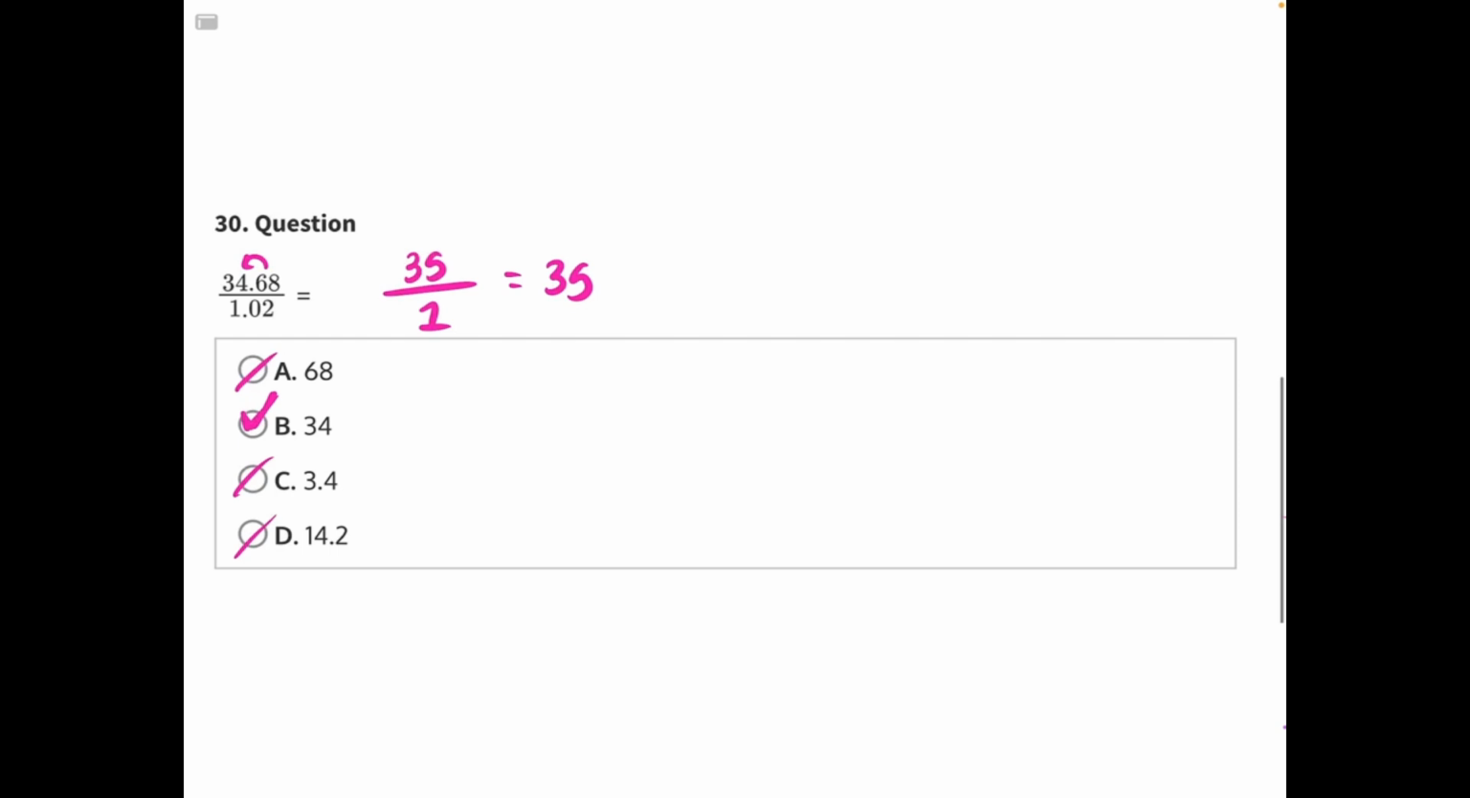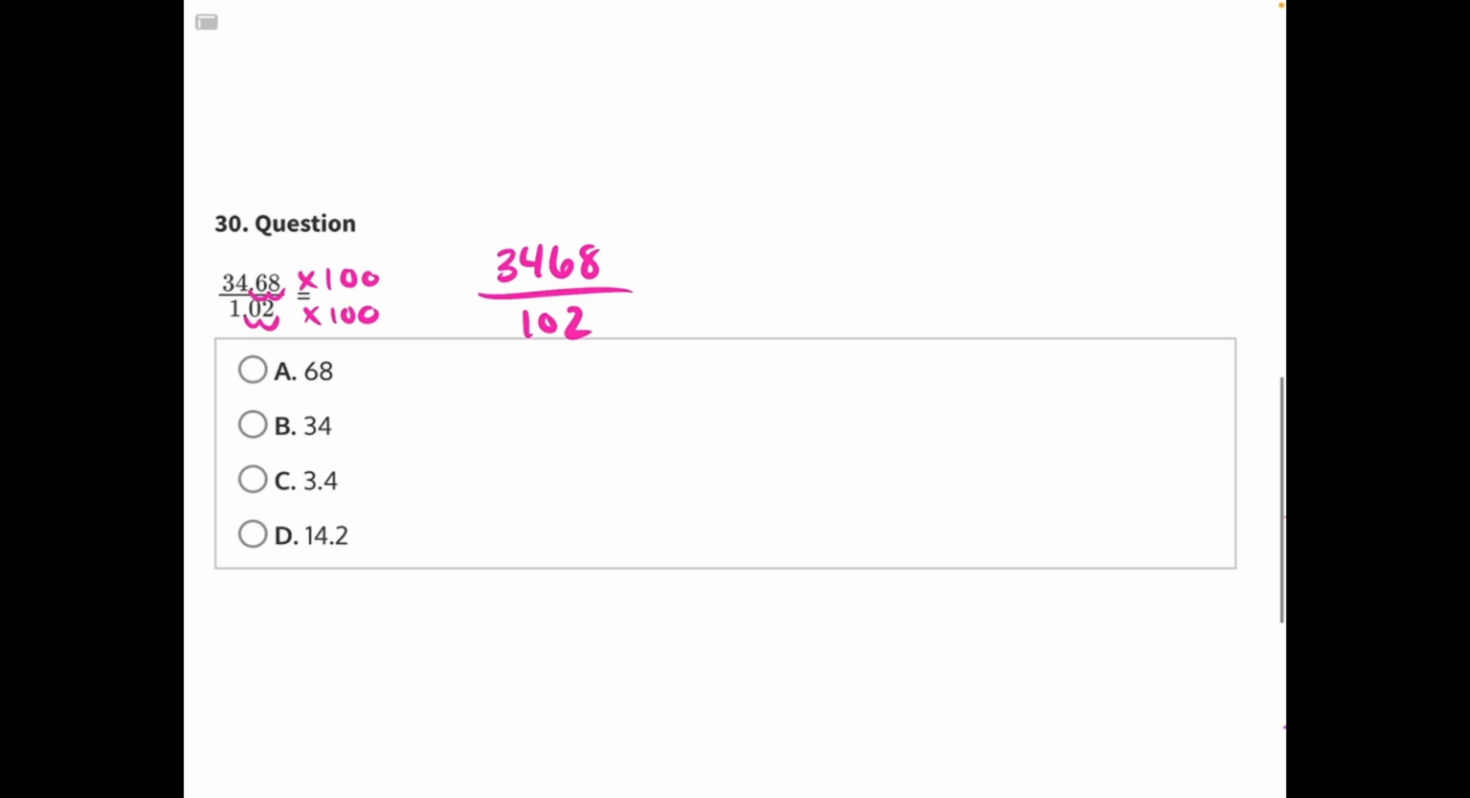But for the sake of the video, I will show you how to solve a problem like this in case you can't narrow down to the correct answer just by estimation. So what I would first do is multiply both the top and the bottom by 100 so that you can move those decimal places. So we would move 1, 2 to the right, 1, 2 to the right, and now we've got two whole numbers, 3,468 over 102.